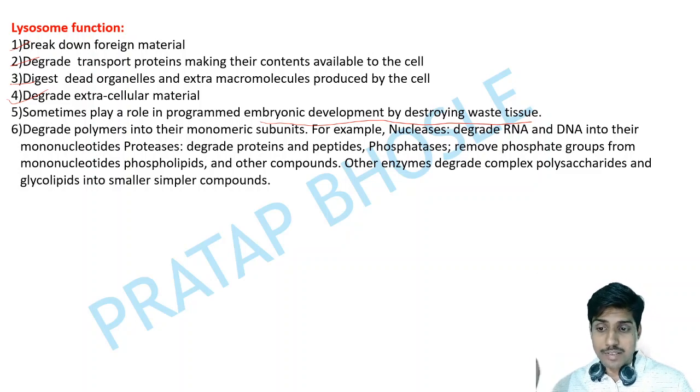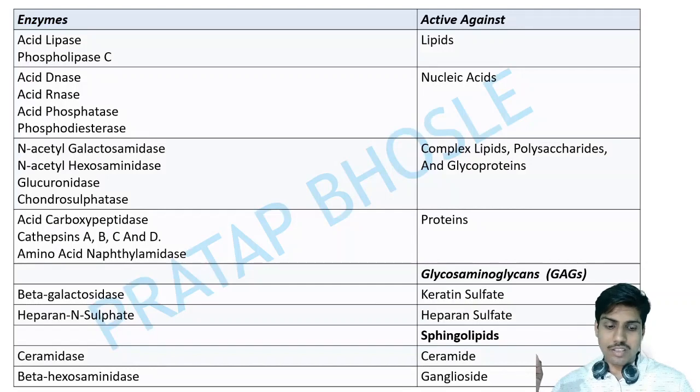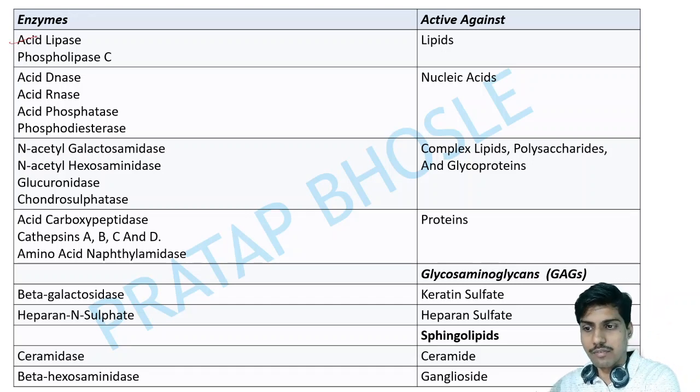And they degrade polymers into their monomeric subunits. Okay, so these are all the enzymes. Okay, almost, a few examples. You don't need to mug up all this. You can just give any one example of any enzyme types, like the acid lipase acts on lipids, acid DNase and acid RNase act on nucleic acids, glucuronidase or N-acetyl galactosaminidase act on complex lipids, polysaccharides and glycoproteins.